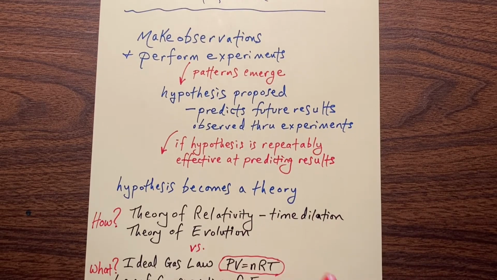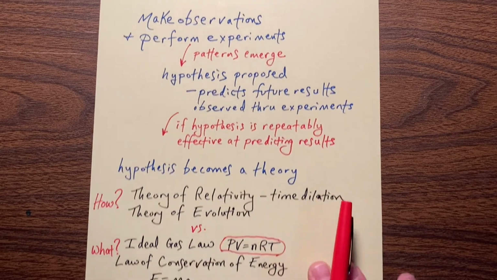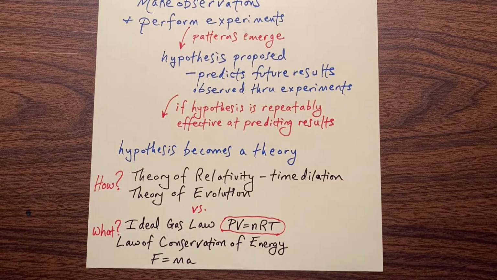A theory is an explanation of how something occurs. So the theory of relativity is very famous. It explains why time slows down when you travel close to the speed of light. We call that time dilation. Or the theory of evolution, how we've come about from millions of years of evolution.